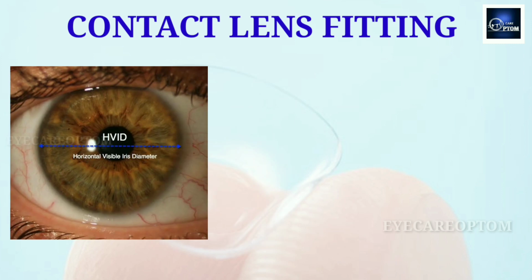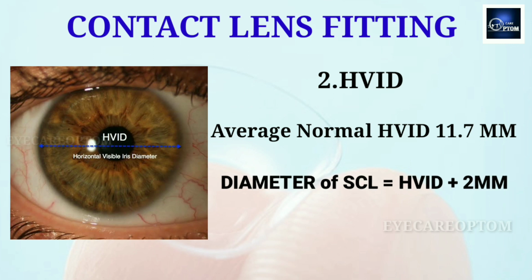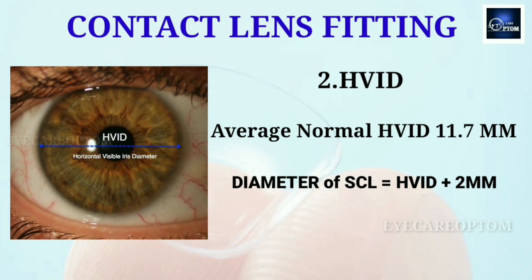The second one is HVID, horizontal visible iris diameter. This is important for contact lens diameter. Normal average HVID is 11.7 mm. This can be measured with a normal millimeter scale, slit lamp, corneal topographer or vernier scale. Total diameter for the soft contact lens will be HVID plus 2 mm.